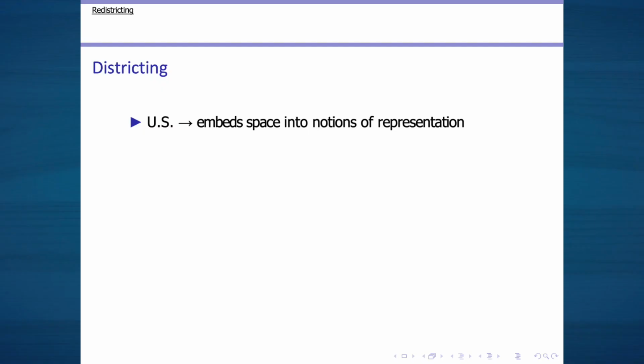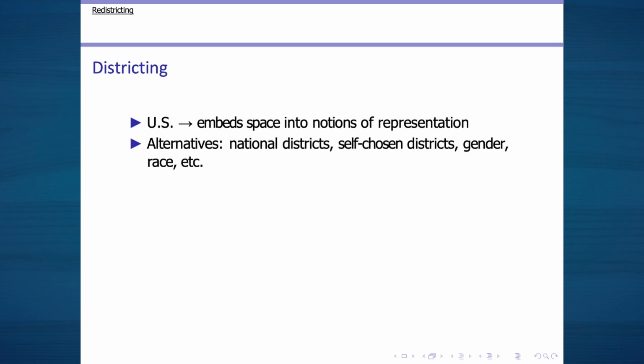So we talked about that. So I would just say this, that the United States embeds space into its notions of representation, and it's not clear that we need to do this or that this is optimal in the 21st century. There are a variety of alternatives, and I think it's worth thinking through.